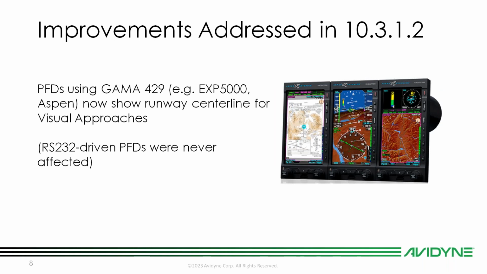Another one is PFDs using Gamma 429, such as our EXP 5000, our Integra PFD, and some of the Aspens. The runway centerline wasn't showing up. Now that's been fixed, and we can see runway centerlines on those PFDs. All those displays that were driven by RS-232 were never affected by this. So if you're not sure what we're talking about here, if you don't have an EXP 5000 or an Aspen display, and you've always seen that, don't worry, it didn't apply to you.